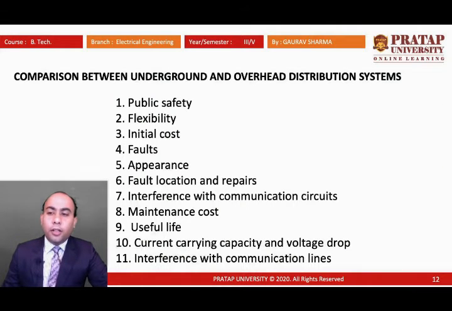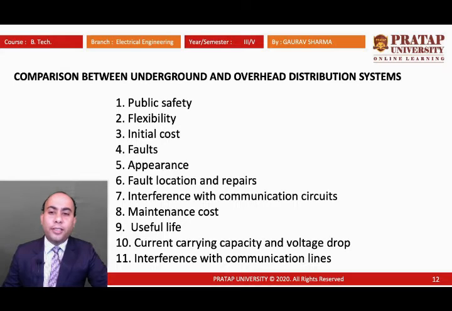Now we have two types of system, the underground system and the overhead system. We need to compare them head to head. When we talk about public safety, in an underground system it is not visible, it is totally underground, so nobody can see and nobody can touch it easily. So when we talk about public safety, the underground system is safe and the overhead system is less safe as compared to the underground system.